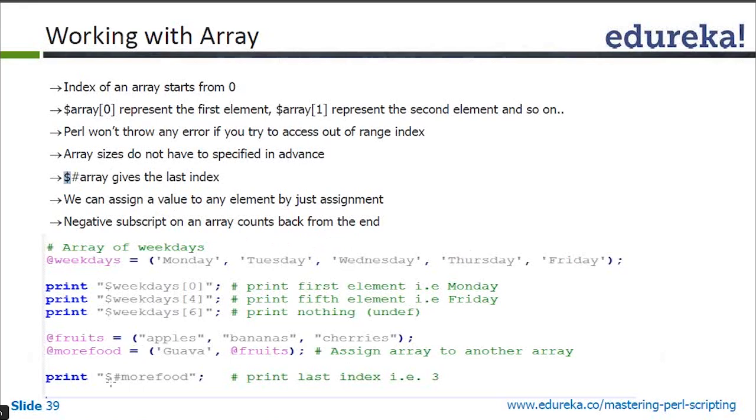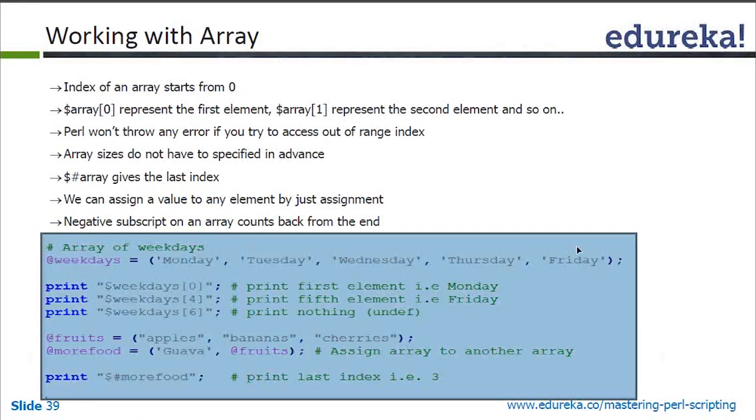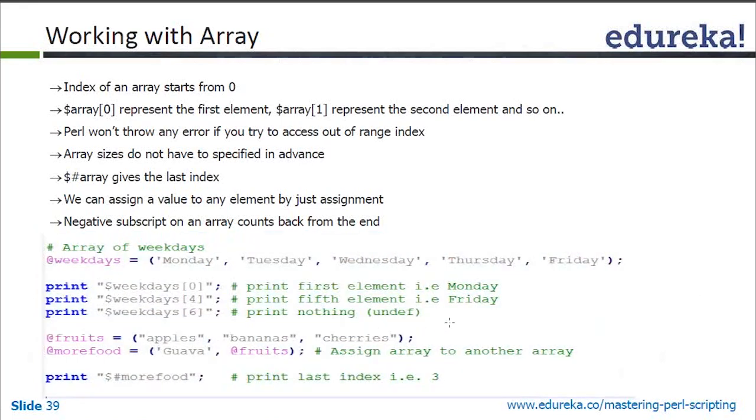How do we do that? Just say we want to print the values. So say you are having this array. You are having arrays as Monday, Tuesday, Wednesday, Thursday, Friday. We are printing in double quotes weekdays 0. So it will print the first element, that is Monday. Then weekdays 4, we will print the fifth element, because 0 is the first. So 1 is second, 2 is third, 3 is fourth. So 4 is the fifth element, which is Friday. So this is first, second, third, fourth, fifth. So it goes till Friday. If you print 6, it prints nothing, undefined.